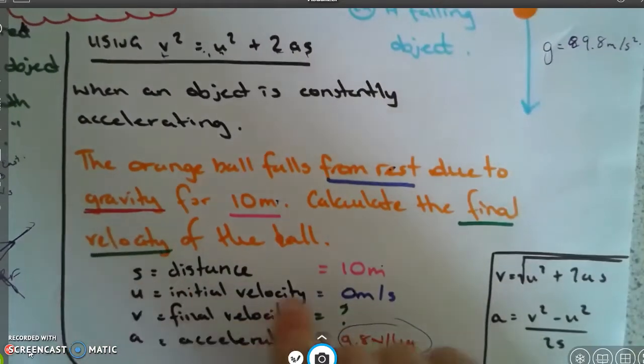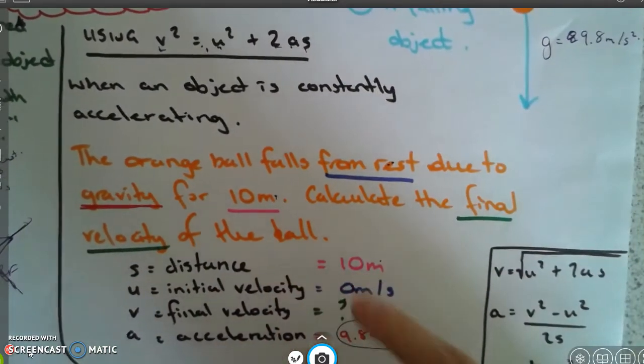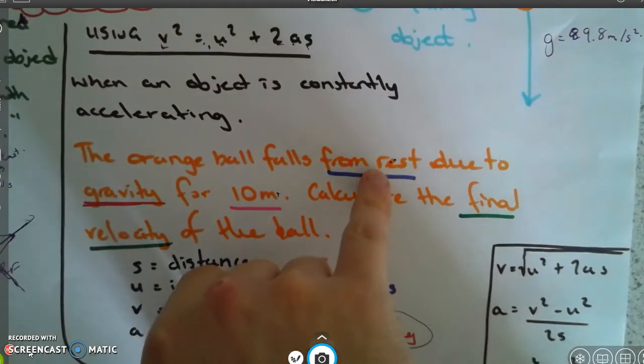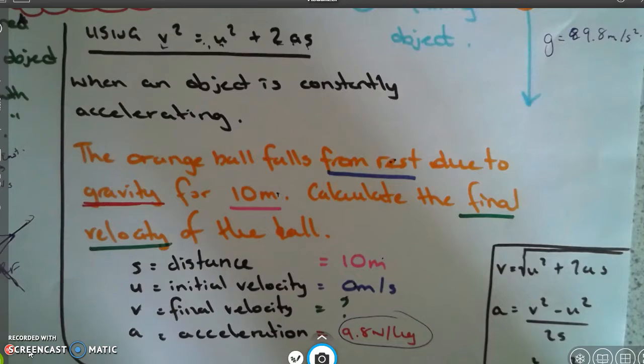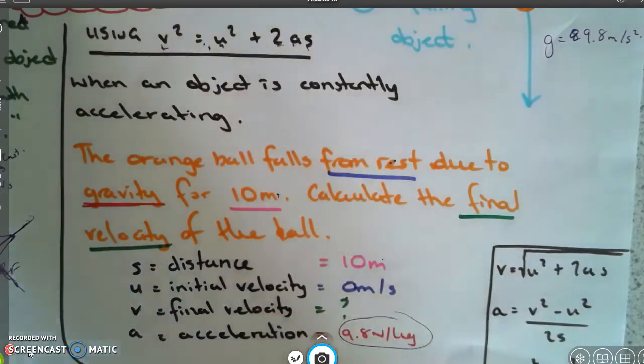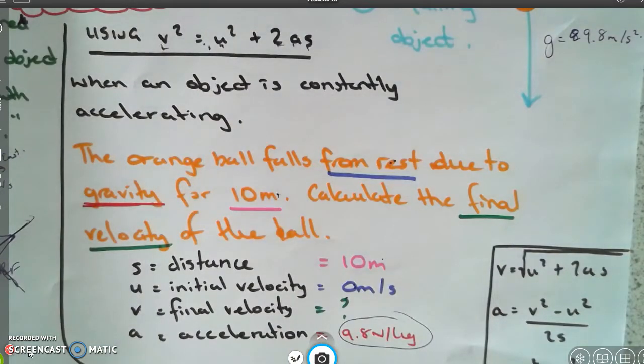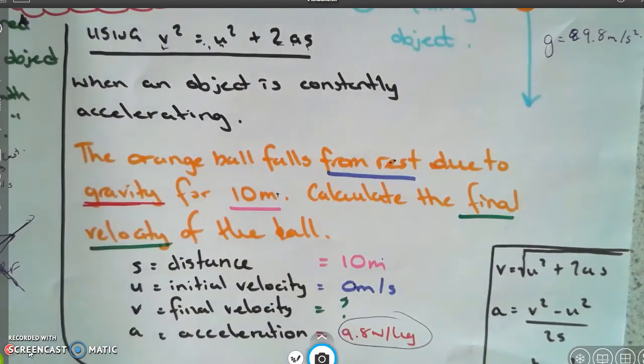So s is distance, and we can see from the question it travels 10 meters. u is initial velocity. Well, it's from rest, and a little tip I've got is that most objects are from rest, so u is going to be 0. Not all, but most. v is final velocity, which is exactly what we're trying to find out. And a is acceleration, which we know is due to gravity, which is 9.8 newtons per kilogram. Remember, you don't need to remember that, you're going to be given it.